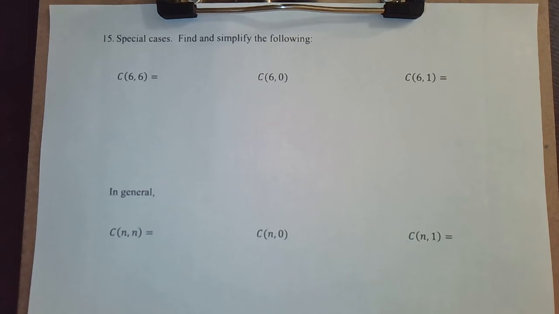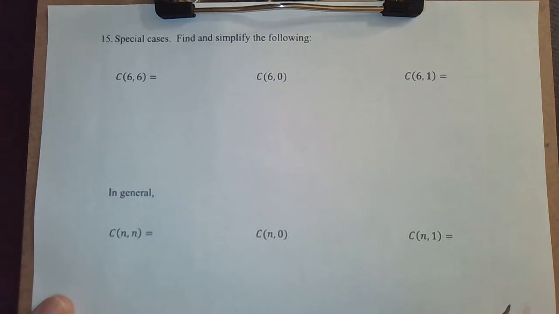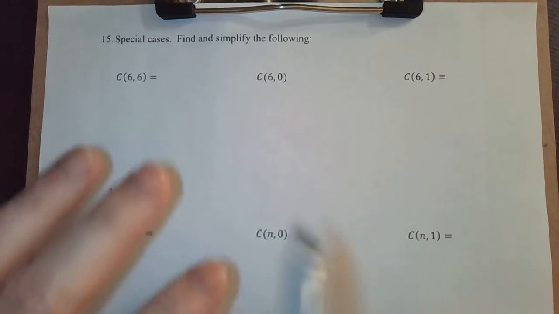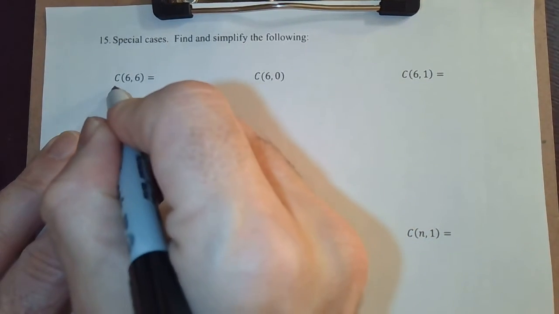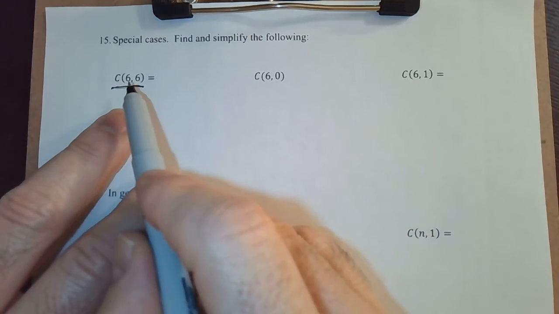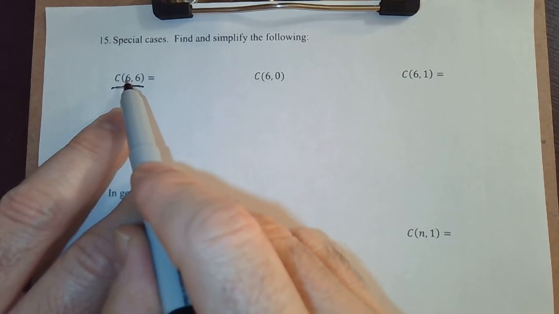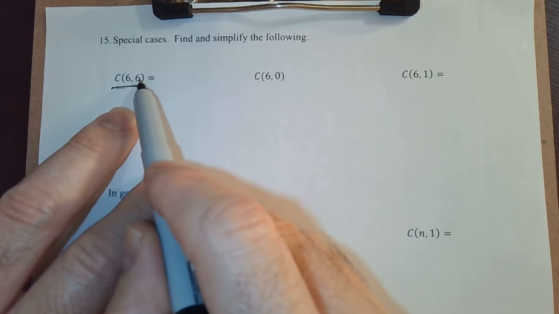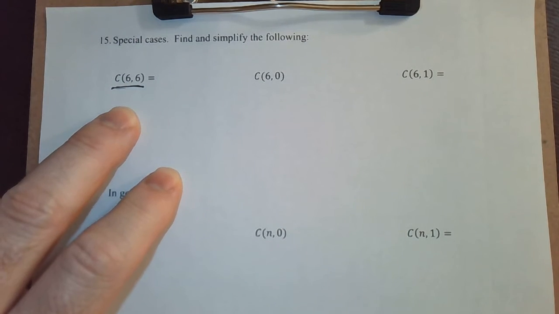Well, now let's look at some special cases of combinations that hopefully you'll memorize. You won't have to plug these into the formula every single time. For example, C(6,6). So what does that mean? It's the combination of 6 things taken 6 at a time. So you're taking all of them.